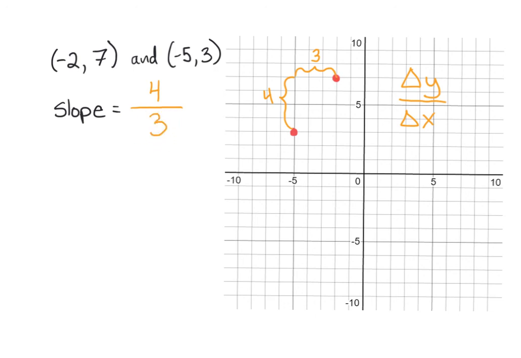Again, I like to think of my change in x as always moving to the right, so it's always positive. And then my numerator, my change in y, is positive or negative depending on whether I have to go up or down.